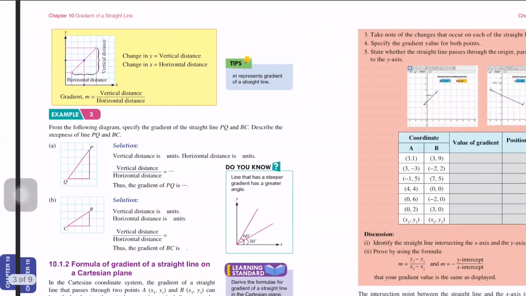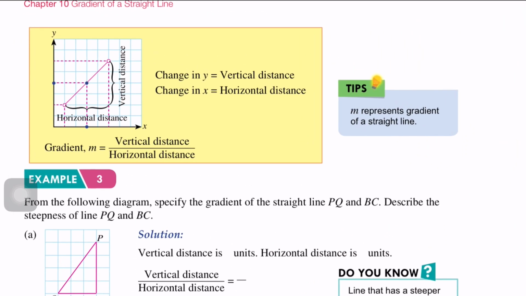Let's move to the next one. From the example, gradient can be calculated as m is equal to vertical distance divided by horizontal distance, where the vertical distance is actually the change in y and horizontal distance is the change in x. Let's read the tips over here. m represents the gradient of a straight line. Usually we represent the gradient as m.